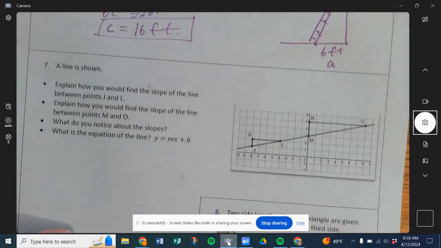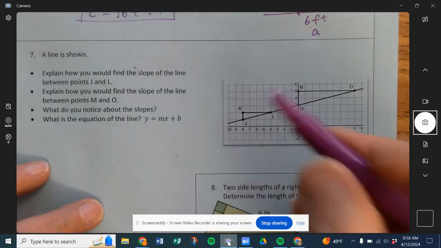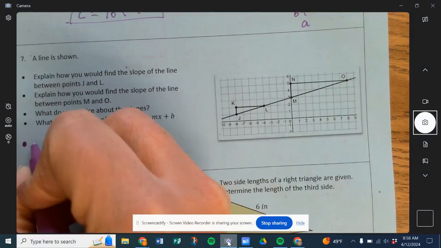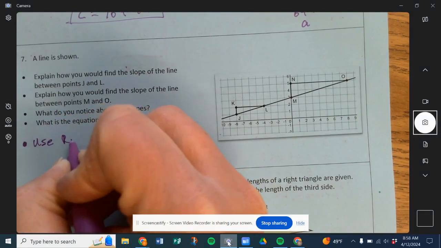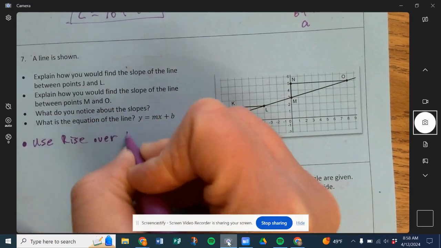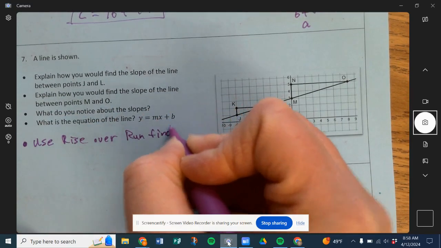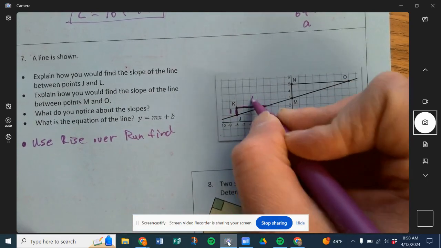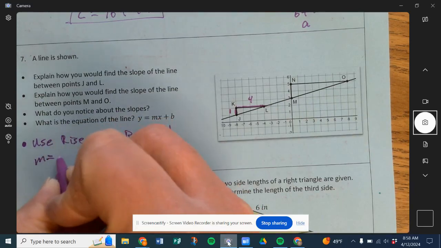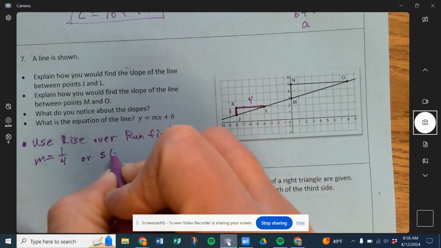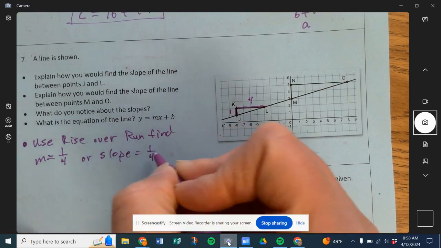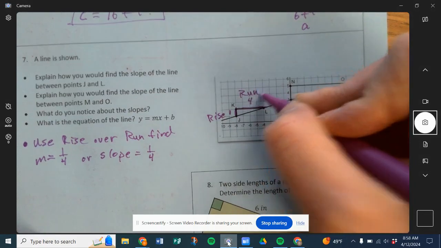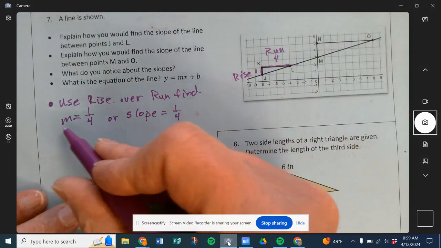Explain how you would find the slope of the line between points J and L. I would probably say use rise over run. It's one up and then 1, 2, 3, 4 over, right? To find m equals 1/4 or slope equals 1/4, because it's the rise over the run fractionally. M and slope are the same thing.